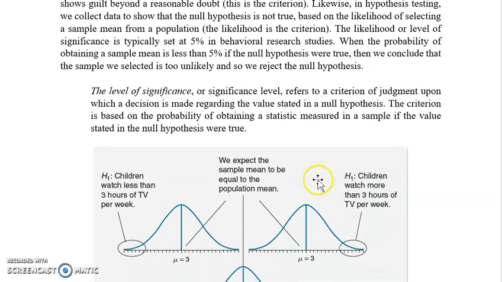Now, the level of significance or significance level refers to a criterion of judgment upon which a decision is made regarding the value stated in a null hypothesis. And the criterion is based on the probability of obtaining a statistic measured in a sample if the value stated in the hypothesis were true.